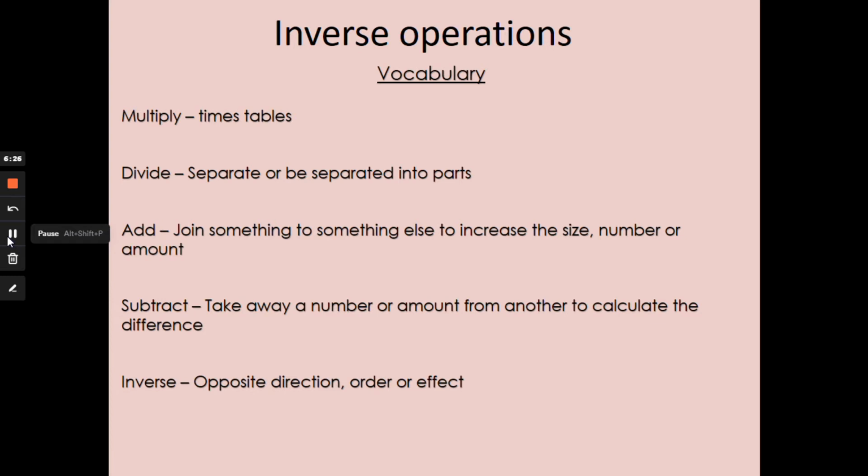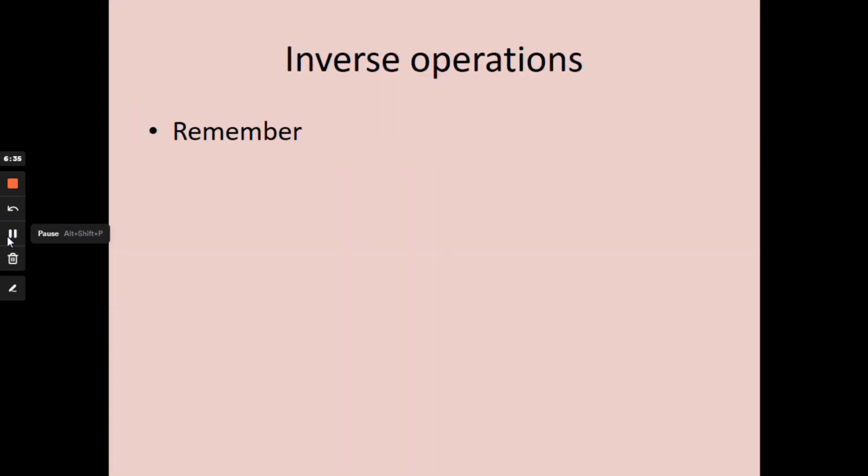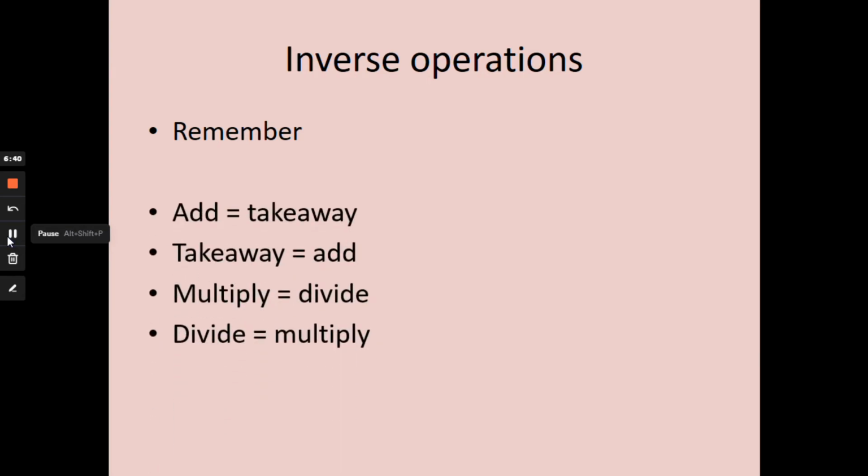And then we've got something called inverse. An inverse is a posh word for opposite, so the opposite direction, order or effect. So using inverse operations, inverse means the opposite. Operations is your add, take away, multiply and divide. So the opposite of the operation. The opposite of adding is taking away. The opposite of taking away is adding. The opposite of multiplying is divide, and the opposite of divide is multiplying.